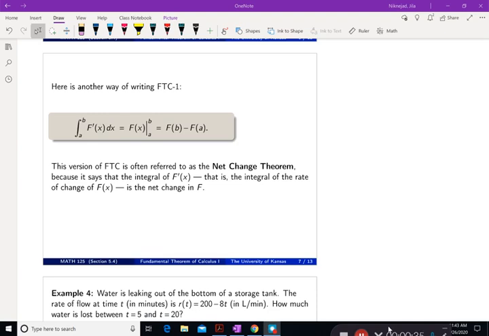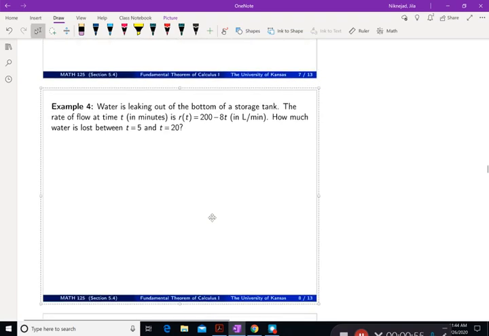So this basically is telling me if I take the integral between a and b of the rate of change of f, then it tells me the net change between point a and b in f. And this is very useful, and let's see an example of it.